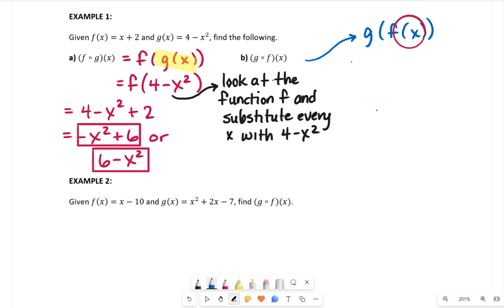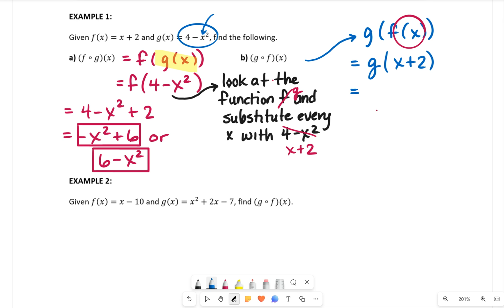So let's rewrite, bring down the g function, and for f of x, I'm replacing it with x plus 2. So now, instead of what we wrote in black for the left-hand side, we're going to look at the function g and substitute every x with x plus 2. I'm going to replace every x that I see, which in this case there's only one, with x plus 2.